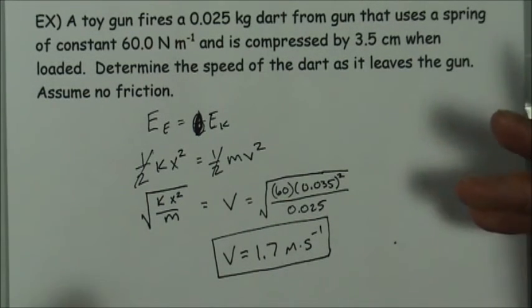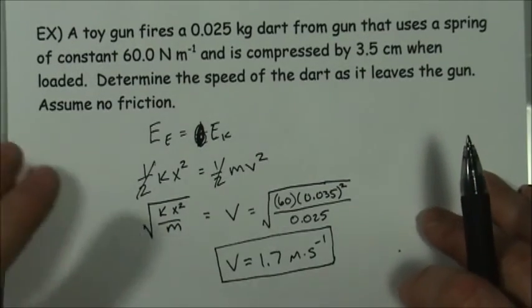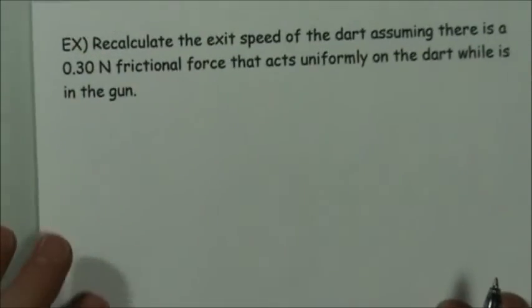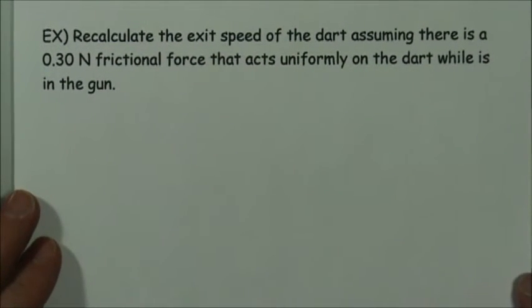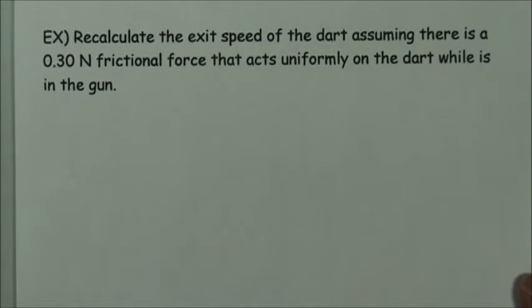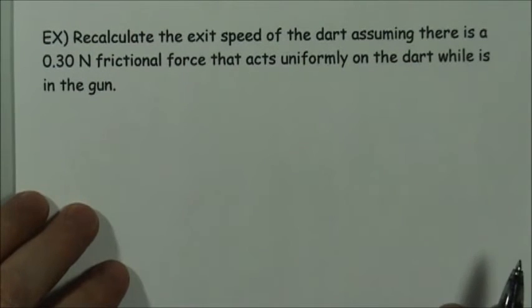However, it is very likely that in the real world there would be some friction present. And so let's look at how that works out when you actually are forced to take into consideration the frictional forces that might be acting on the object. So we're going to recalculate the exit speed, but this time we're going to take into consideration a small frictional force that's acting on the object in order to make it a little bit more realistic.